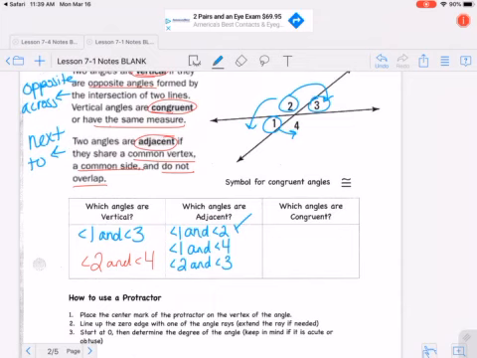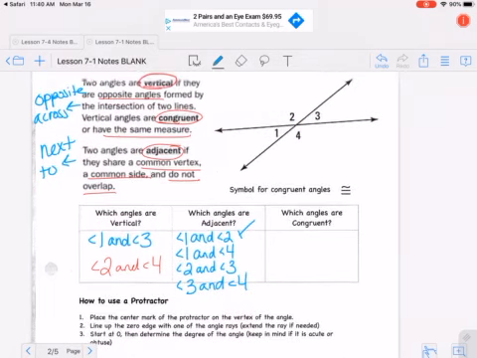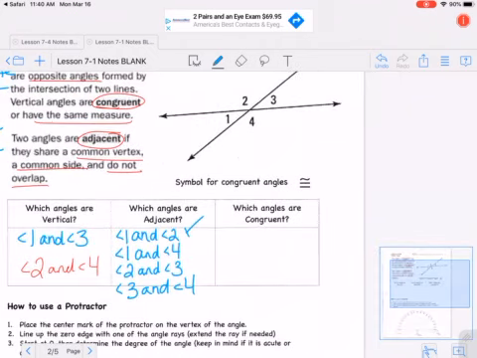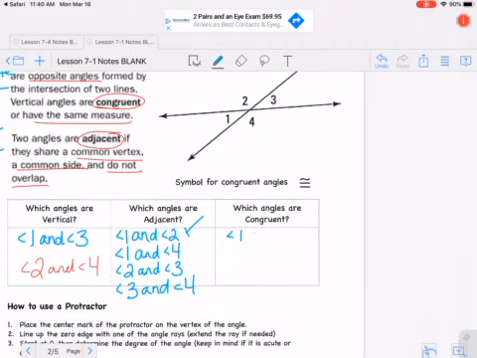And then if I look at angle 3, I would have that adjacent to angle 4. So angle 3 and angle 4. And then if I went to 4, I already did 3 and 1, so those are all done. Okay. Then I have to say which angles are congruent. So congruent, remember, means equal to. And in our definitions, it said the only angles that can be congruent are vertical angles. So that would be angle 1 and angle 3.